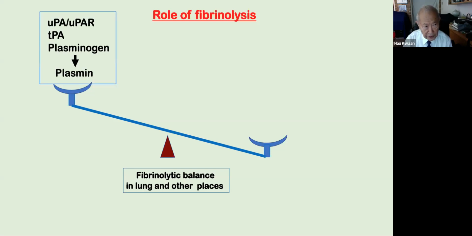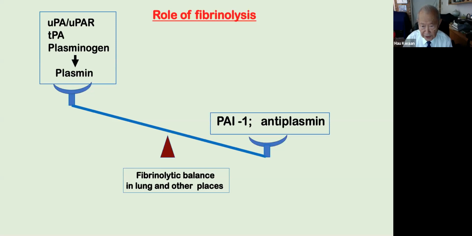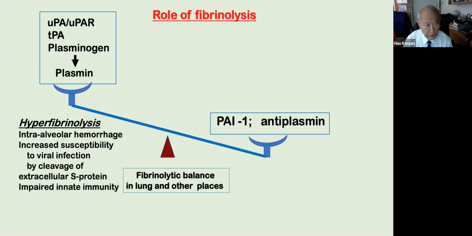So on the left-hand side, you have urokinase, you have TPA, you have plasminogen and plasmin. And on the other side, you inhibit fibrinolysis, which is PAI-1, antiplasmin, and several other ones. So if there's too much plasmin, there's hyperfibrinolysis. Now in COVID-19, that could mean intra-alveolar hemorrhage. Although we observe very little generalized hemorrhage, in many autopsies of a lung, you see in the alveolar area, there is bleeding.